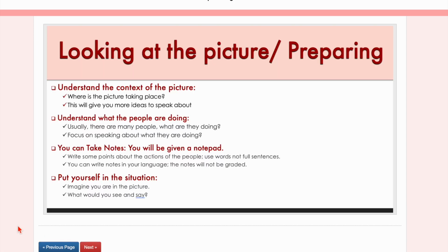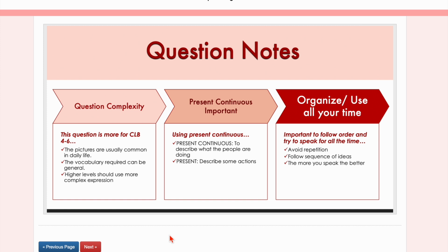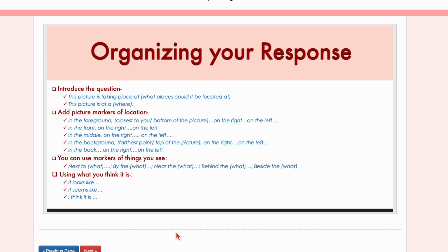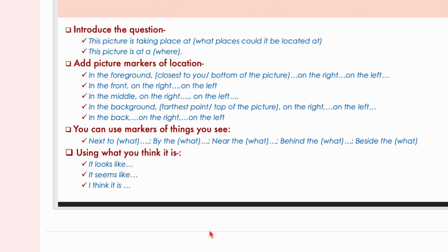It tells us about looking at the picture and preparing, what we should do to understand the picture better, and what kind of grammar we can use. Very important, I'll say that right now: we need to use present continuous. Present continuous is the most important tense for this question, and this is why this question is a lower level of complexity. And also, very important, organizing our answer. This is what I'm going to be using the most. Whether it's for level 5, 6, or higher, we need to organize the answer well.